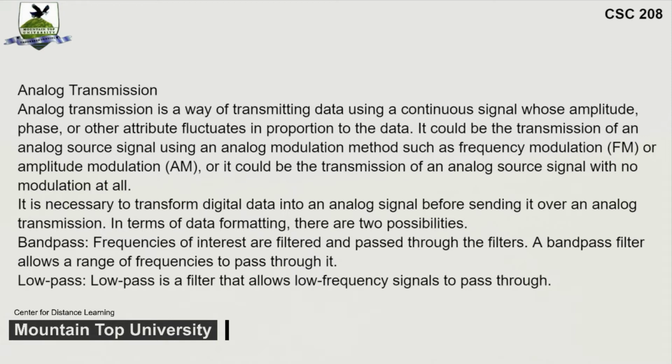In terms of data formatting, there are two possibilities. Bandpass: frequencies of interest are filtered and pass through the filters. A bandpass filter allows a range of frequencies to pass through it. Low pass is a filter that allows low-frequency signals to pass through.